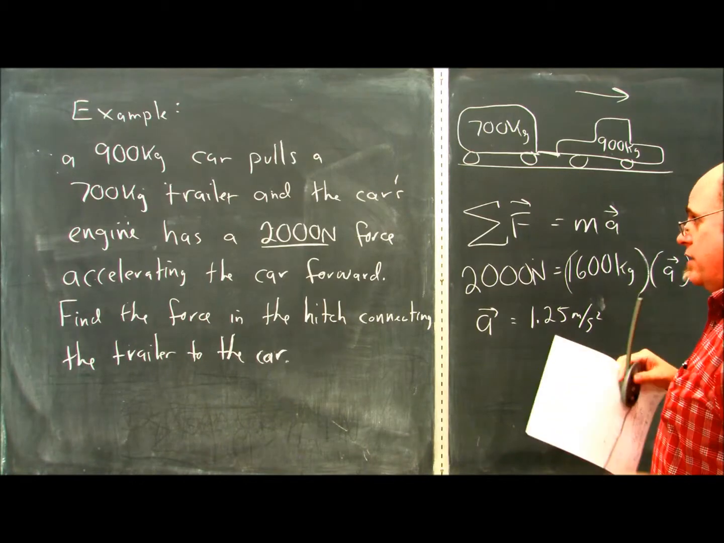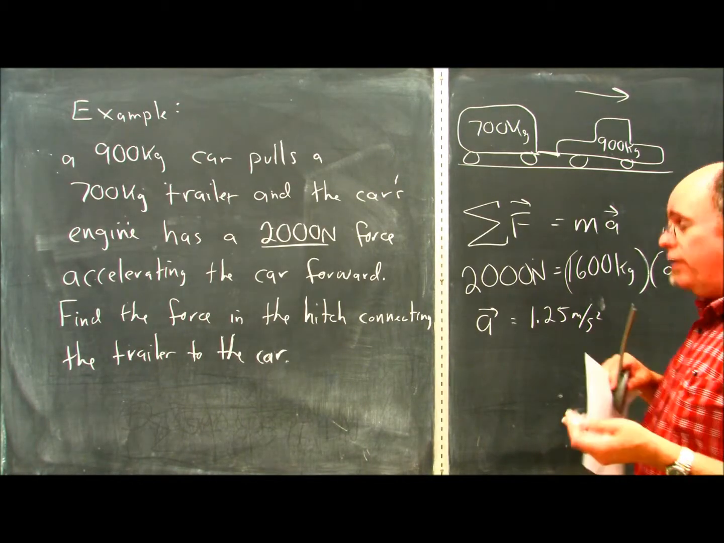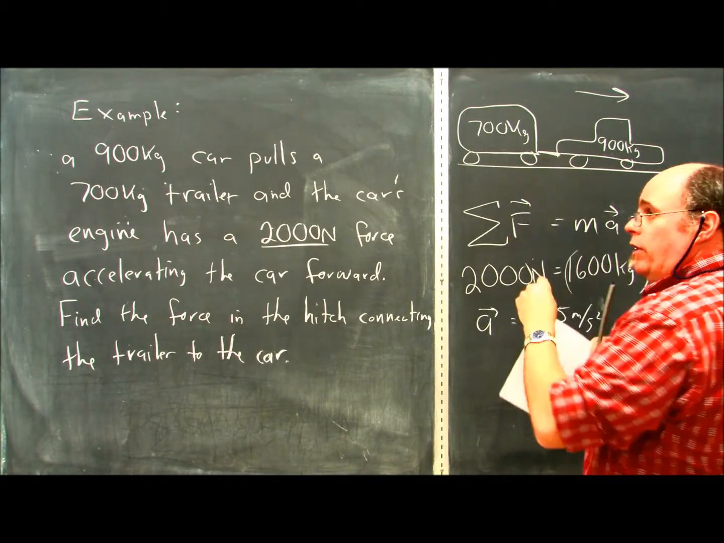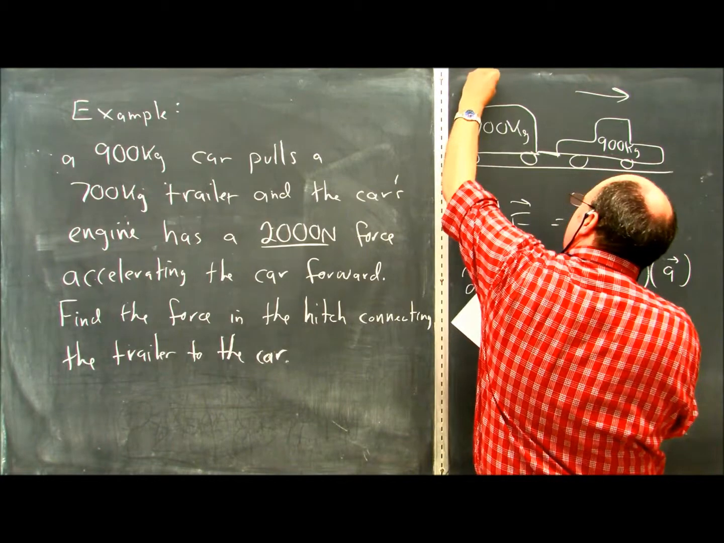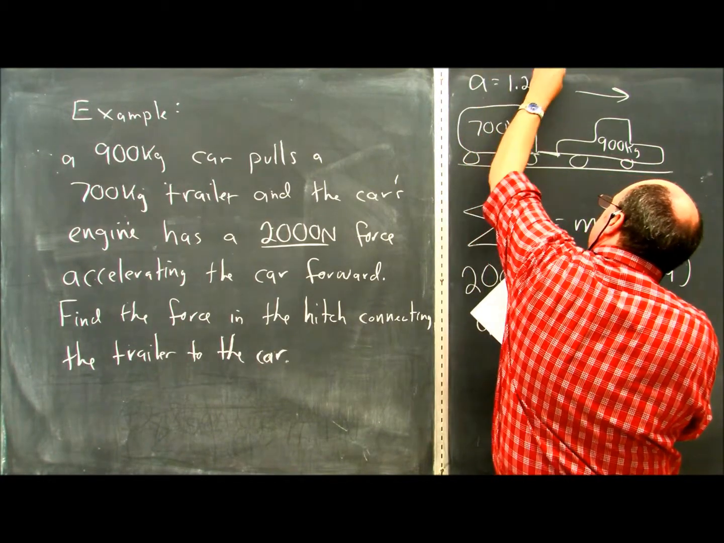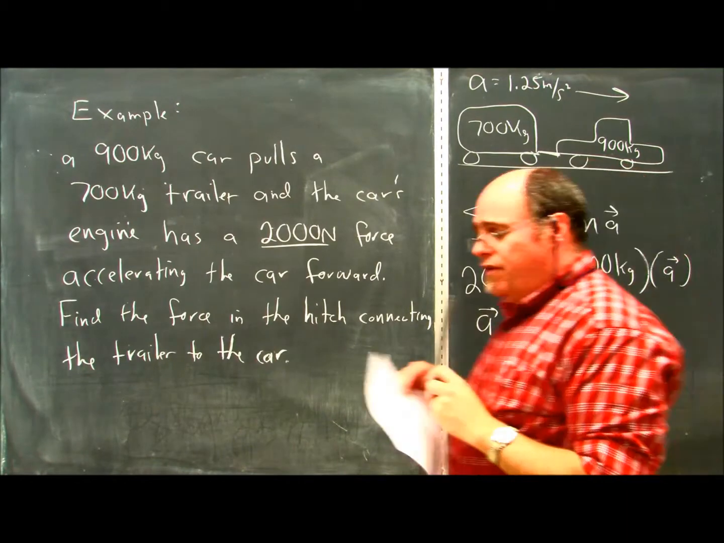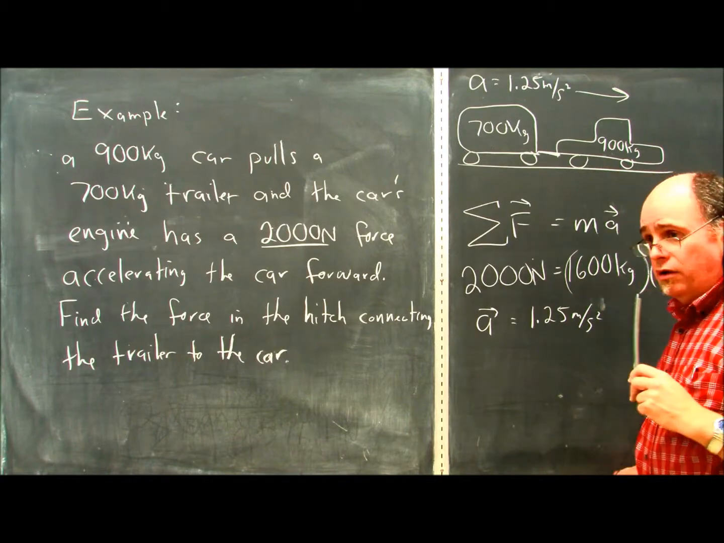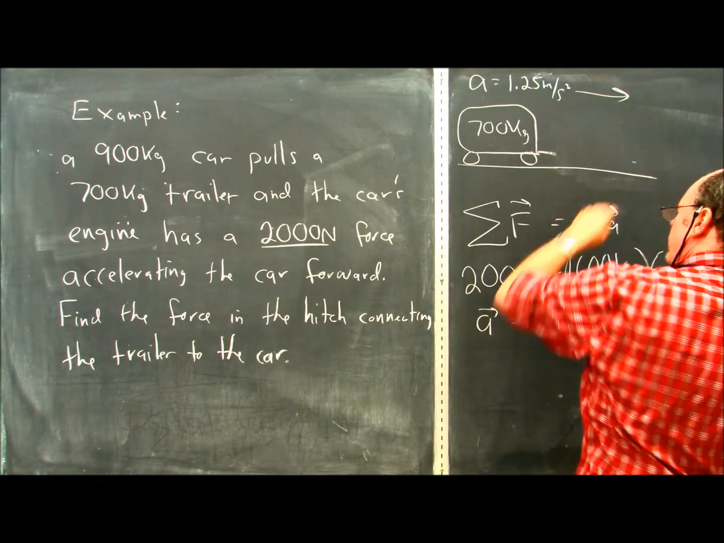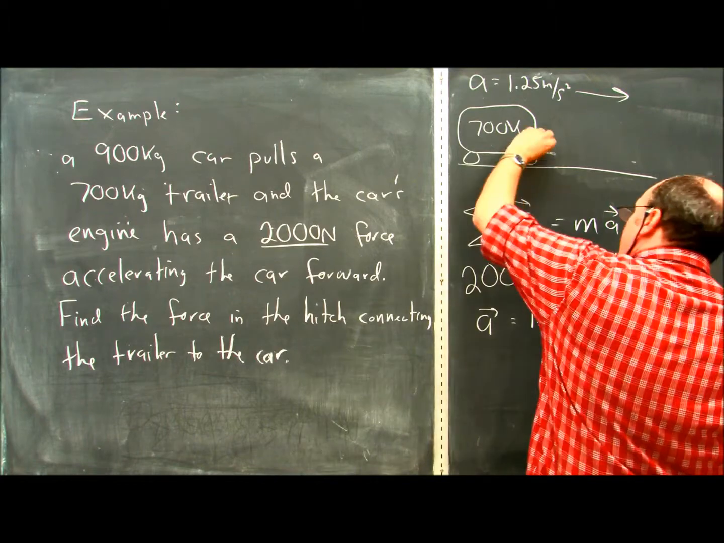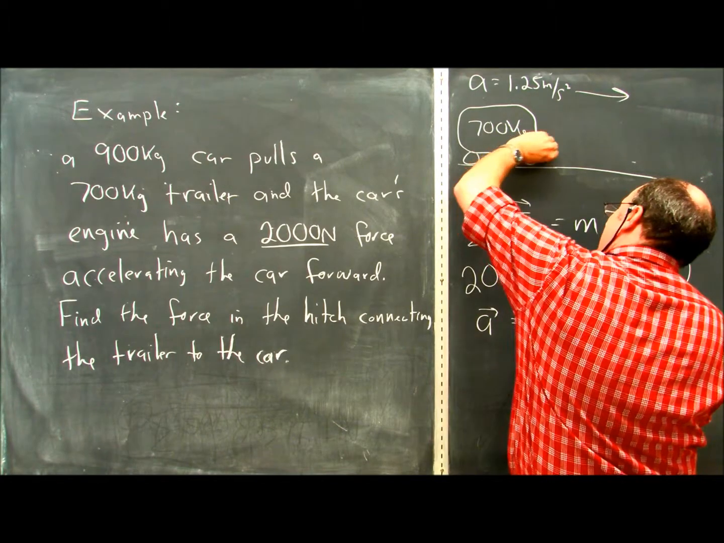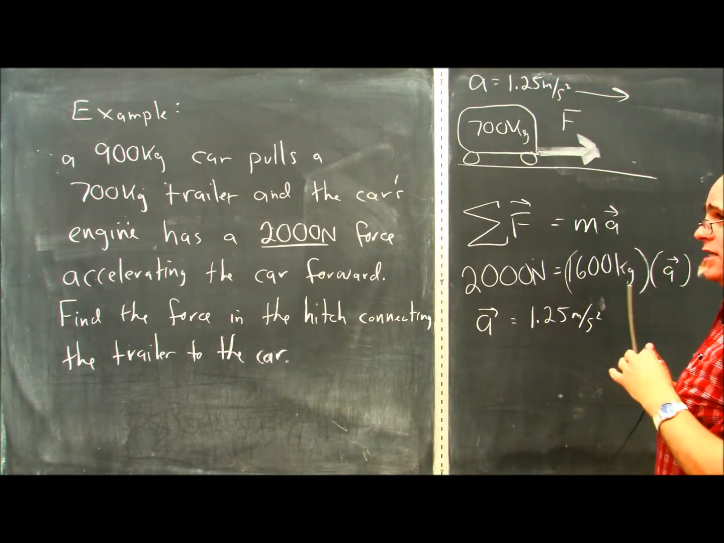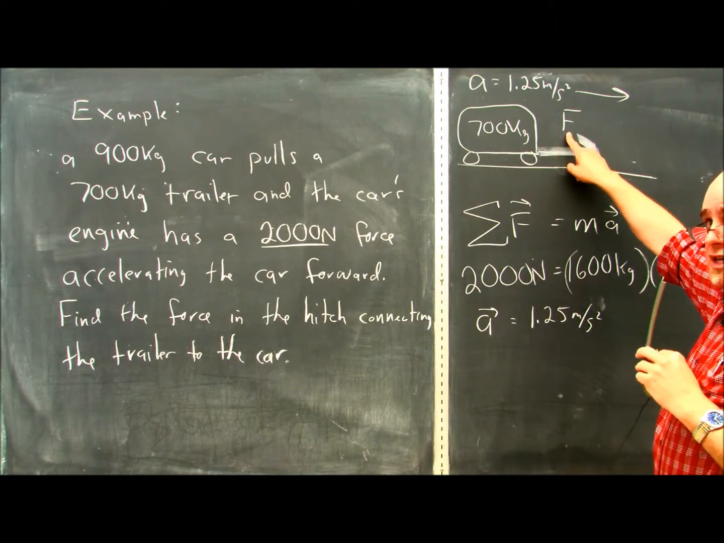What I'm saying is both things are accelerating together as one down this road. So how could I find the force right here in the hitch? Well, the entire thing is accelerating at 1.25 meters per second squared to the right. So for a moment, I could delete the car. If I delete the car, I see the trailer with this little line on it, and this hitch is pulling it forward with some amount of force. I can find that force because that would be the only force making this thing propel forward.